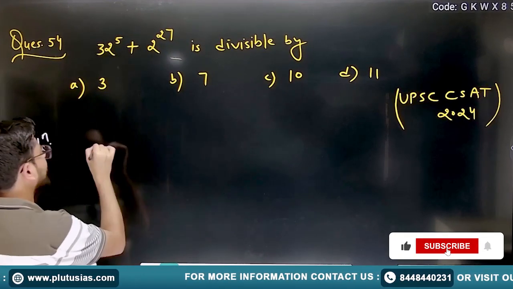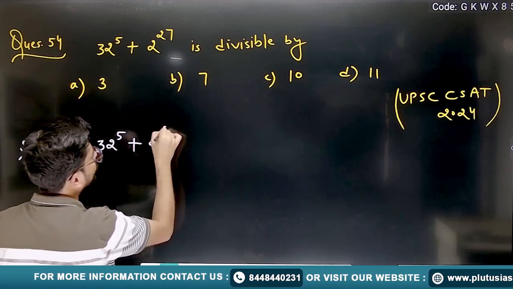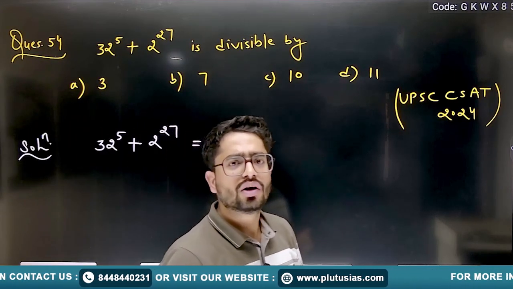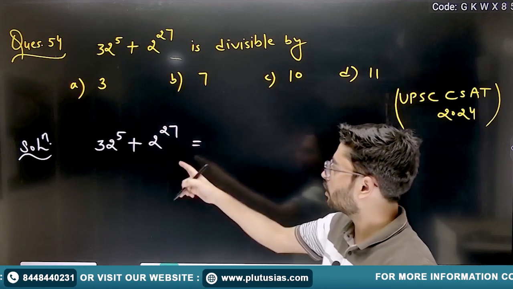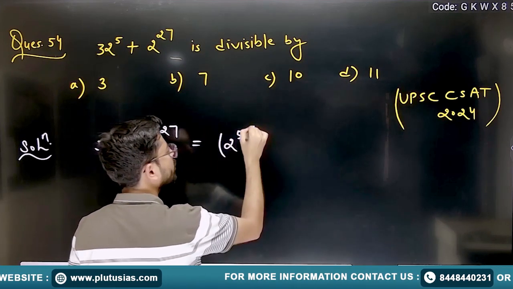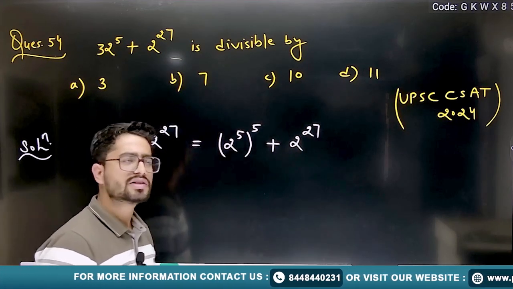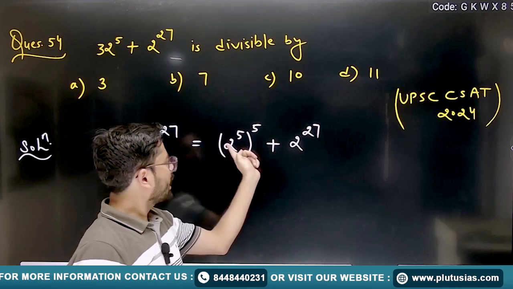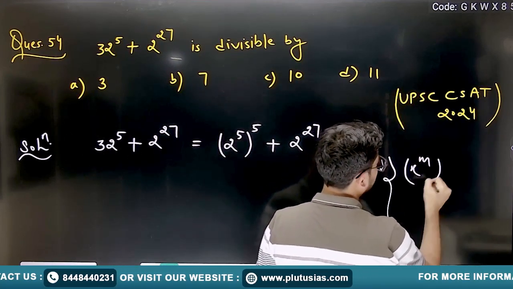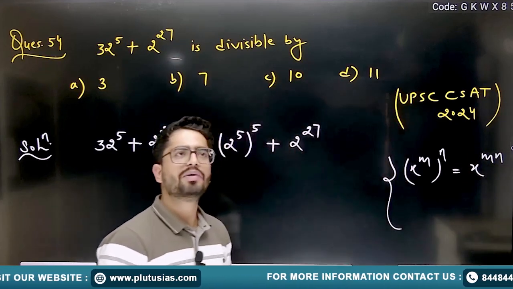If we observe, that is 32 power 5 plus 2 power 27. 32 is 2 power 5. So that can be written as 2 power 5 whole power 5 plus 2 power 27. And you know x to the power m, you have one formula. That formula is x to the power m to the power n, that can be written as x to the power m into n.